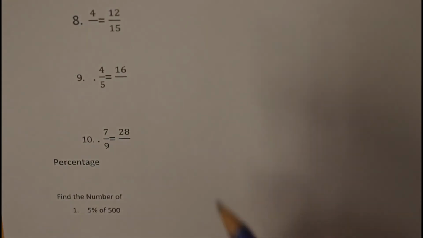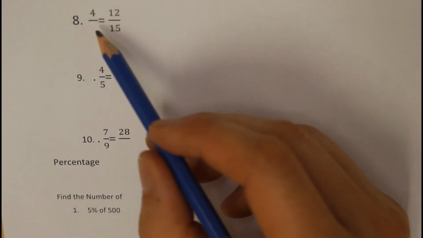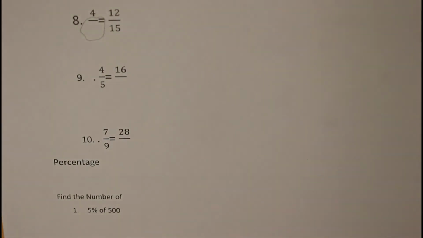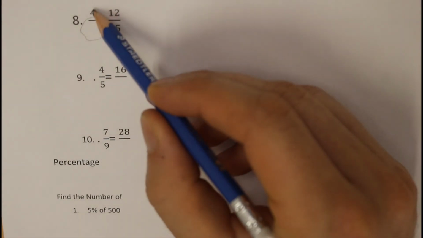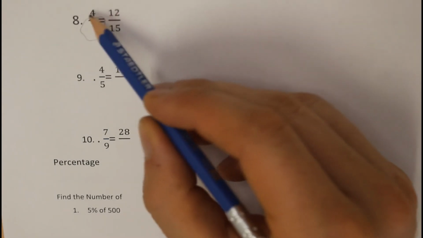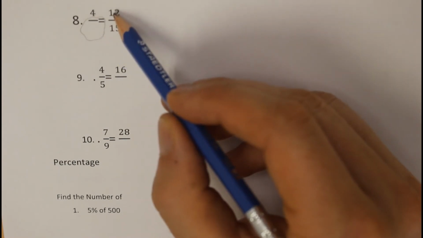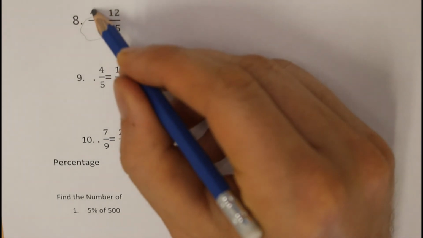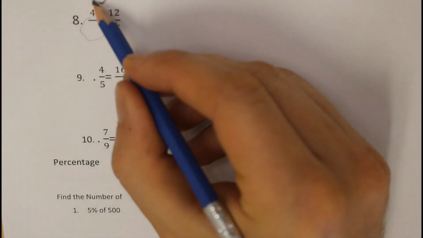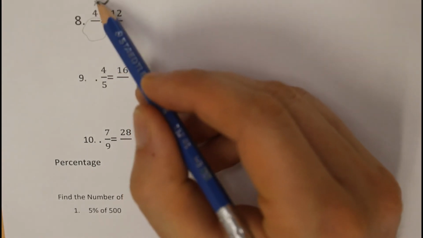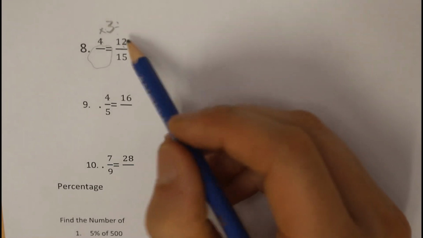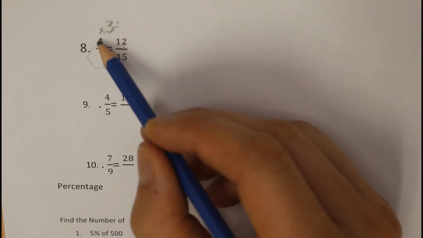All right, number 8. We're trying to find out the missing number right here. What is the missing number? So what we do is, how many times does 4 have to be multiplied to become 12? 3, yeah, 3 times. Awesome. So if we wanted to go up to 12, we'd have to multiply by 3. If we want to go down from 12 to 4, we divide it by 3.